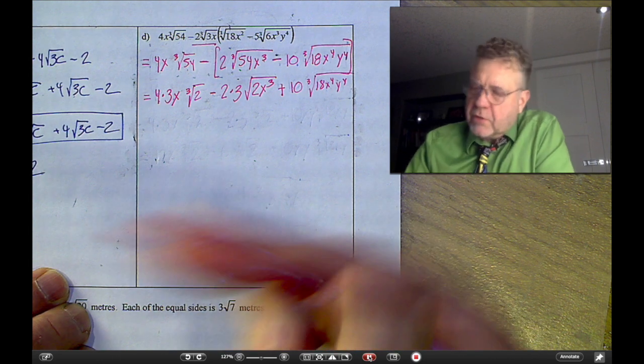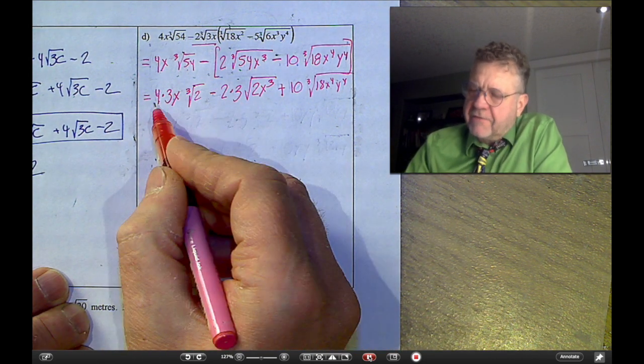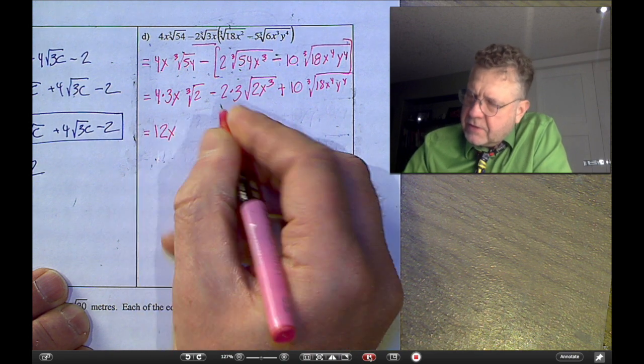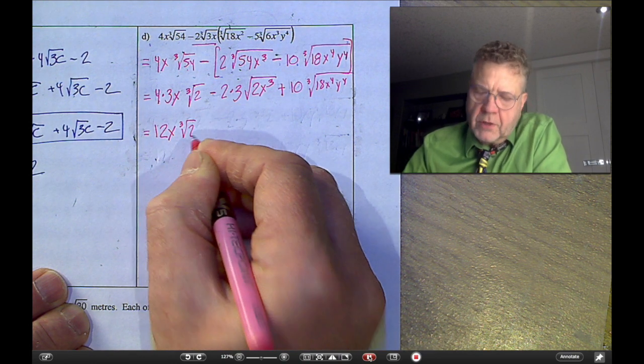And now I can continue on my simplifying step here. 4 times 3 is going to be 12x times the cube root of 2. Okie doke, that's good.